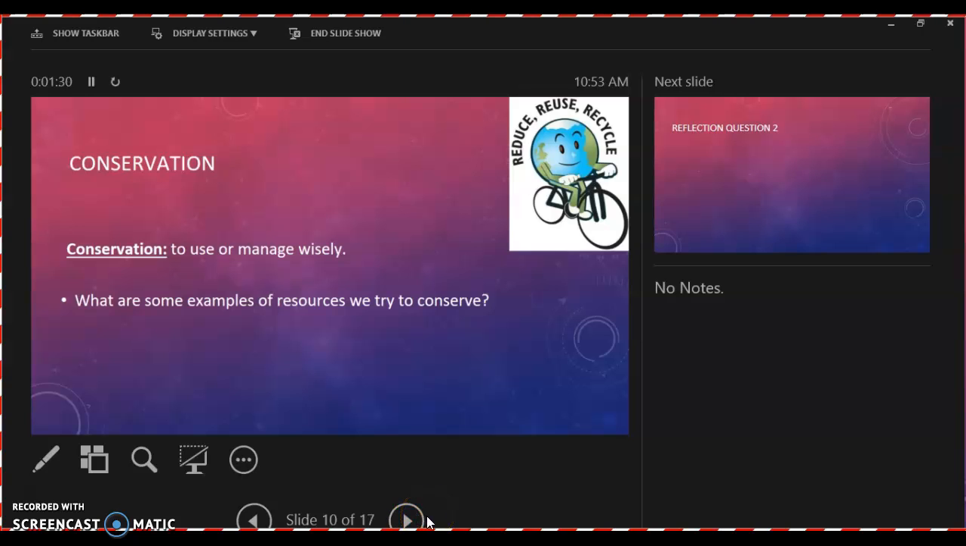Conservation. When we think about conservation, you're going to use it or manage wisely. So when we talk about conserving our time, we're going to use our time wisely. Okay, so with conservation of our natural resources, we want to conserve them. We want to use them wisely. We want to manage how we use them. We don't want to use them excessively, because we may not be able to get them back.